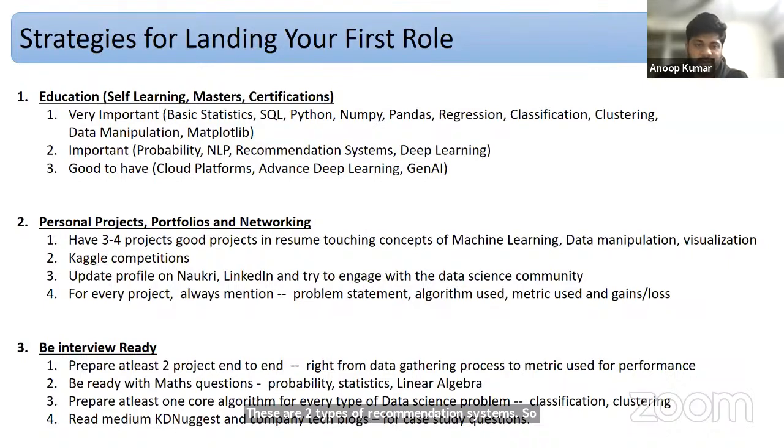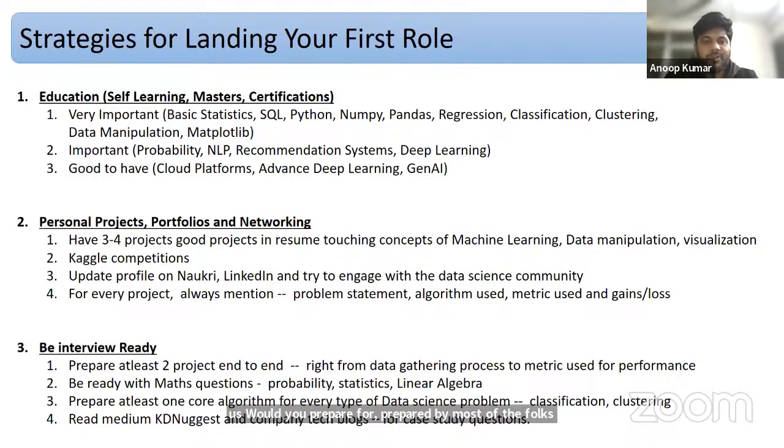And the third is good to have, like if you have some knowledge about cloud platforms or advanced deep learning, GANs, or how images are processed, or generative AI. That will make you stand apart in the crowd, because the very important things would be prepared by most of the folks, right?